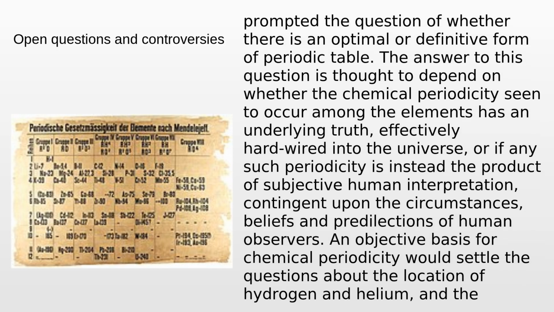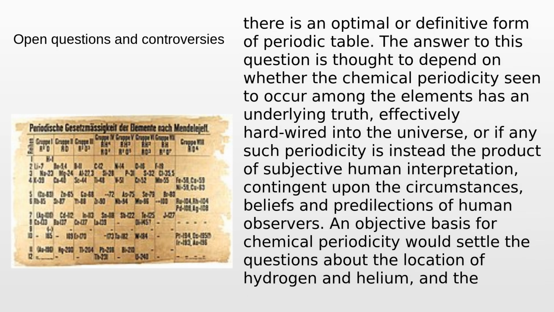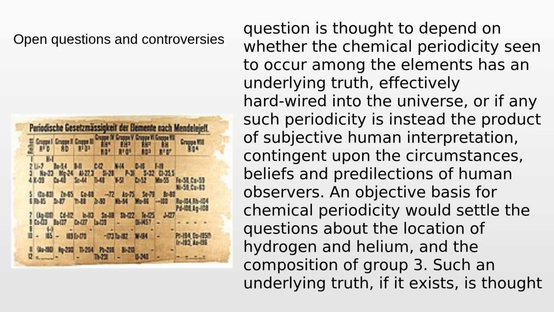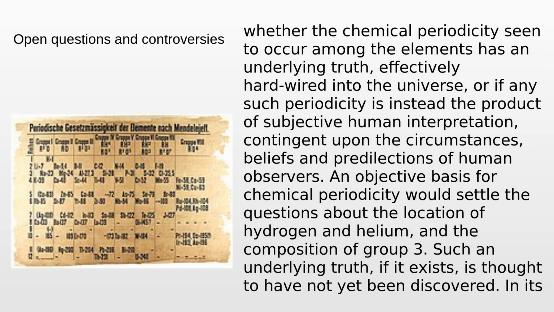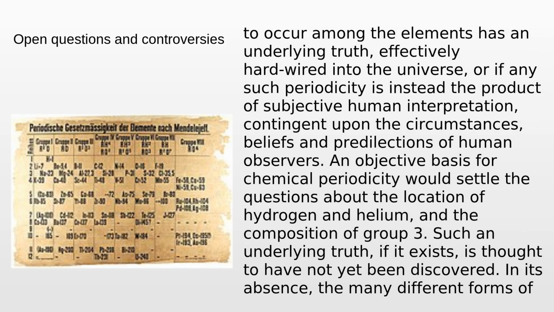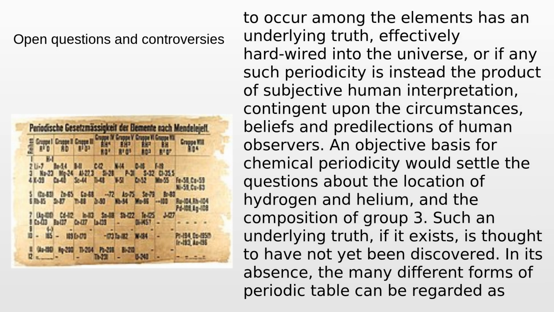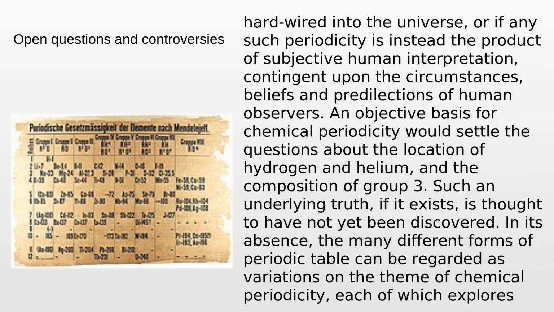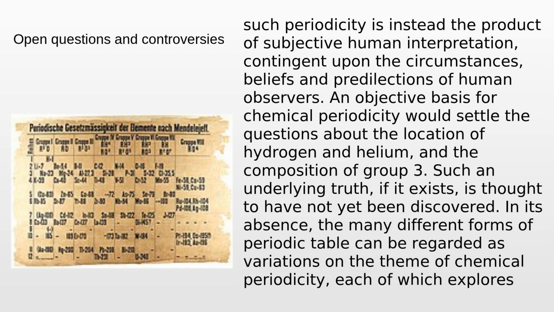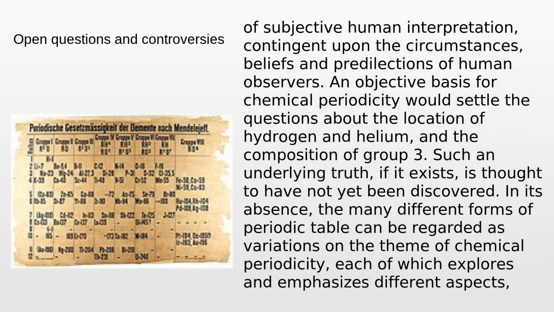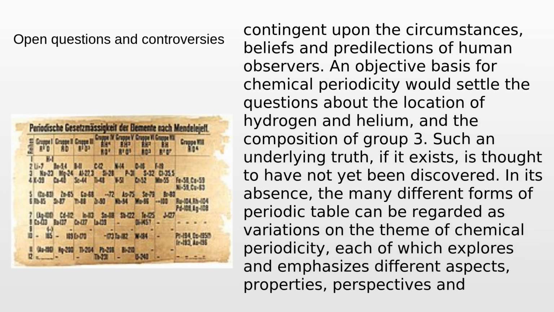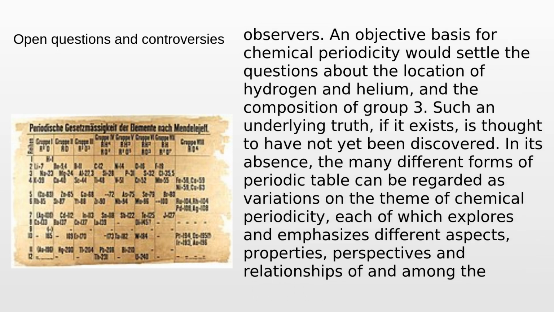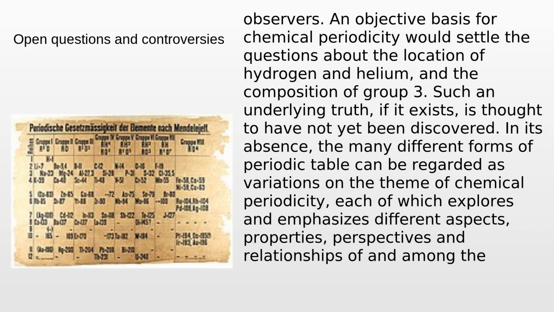the periodic table. The many different forms of periodic table have prompted the question of whether there is an optimal or definitive form of periodic table. The answer to this question is thought to depend on whether the chemical periodicity seen to occur among the elements has an underlying truth, effectively hardwired into the universe, or if any such periodicity is instead the product of subjective human interpretation, contingent upon the circumstances, beliefs and predilections of human observers.